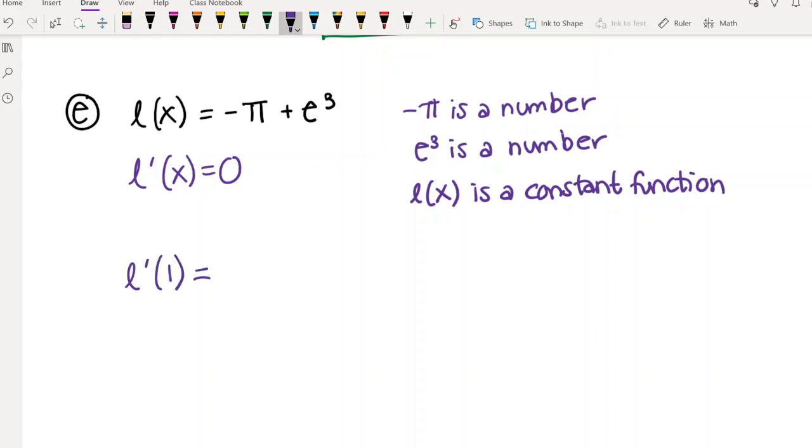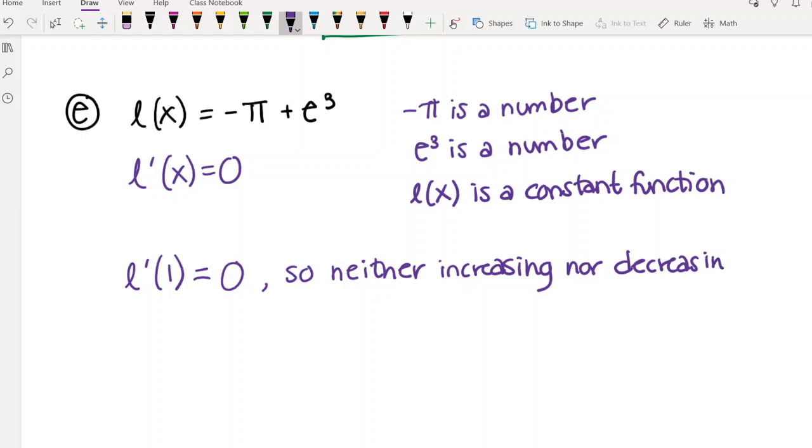Well, when you have a function L of x equal to 0, that means that no matter what number you plug in for x, you always get 0. Because if you think about it, our original function is a horizontal line, so the slope is 0 everywhere. It doesn't matter what x value you're looking at. The slope is just always 0. And so that tells us that the derivative is 0 when x equals 1, and that the function is neither increasing nor decreasing at x equals 1.